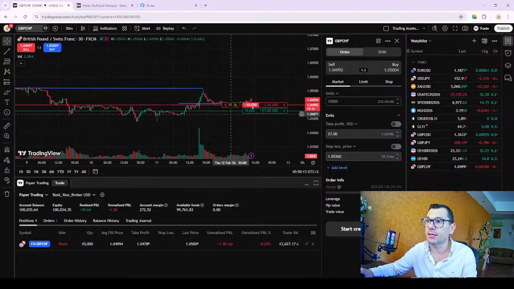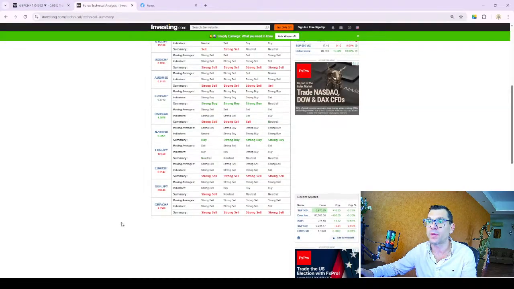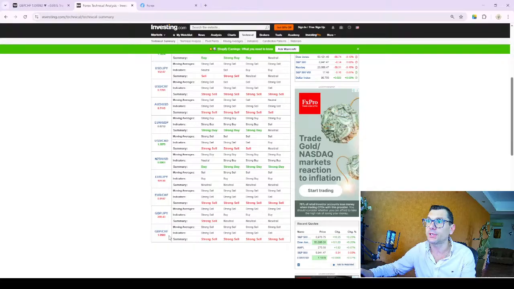So I'm selling it, and I'm expecting to make $27 should the price reach this green line here. You see, when it reaches that green line, that's where my money will be made, right? So I'm leaving it there until it's going to close. And I'm going to go back to investing.com and see if there are any other changes.